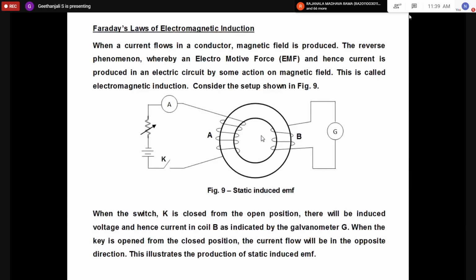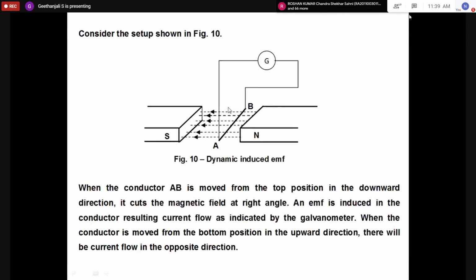Conductor is stationary. Flux is varying. Here, the magnetic flux is constant, between the two magnets. So we are changing the position of the conductor AB to different places. AB is moving in a constant magnetic field. So the conductor is moving, and that is the reason it is called dynamically induced EMF.